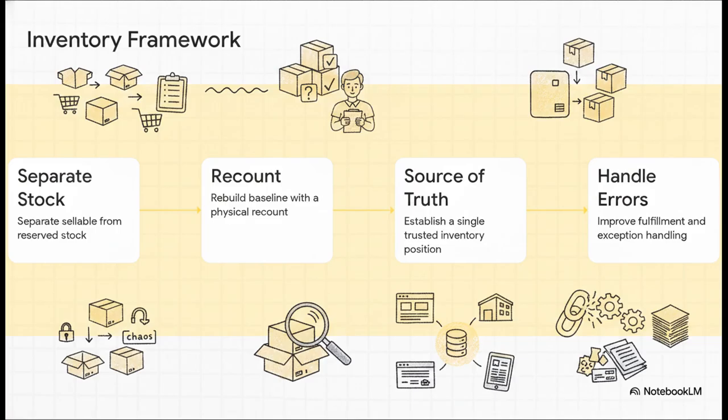First up, you have to fundamentally redesign your processes to separate sellable stock from reserved stock. Number 2, rebuild the baseline with a physical recount. Third, establish a single source of truth. This is absolutely crucial. So the website, the warehouse, and the order process are all looking at the exact same verified availability. And fourth, improve exception handling. You want to focus your energy on genuine discrepancies rather than just fighting with your own system all day.